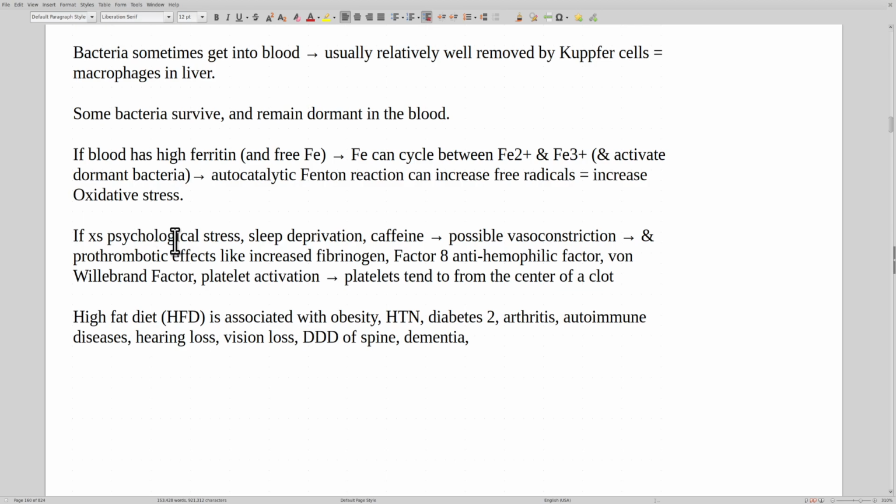Excessive psychological stress, sleep deprivation, and caffeine all increase catecholamines and cortisol. They can have a prothrombotic effect. We've talked about that before, like the increased fibrinogen. You'll also get increased factor VIII, antihemophilic factor, and von Willebrand factor, and platelet activation.